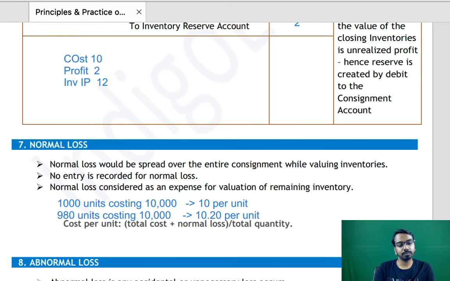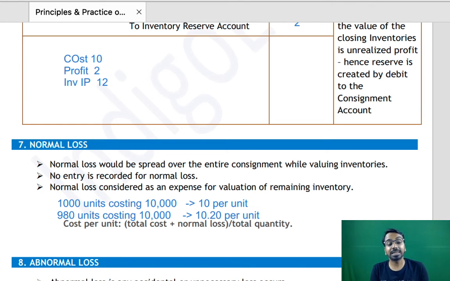But any loss which is beyond the normal loss, for example, the consignor sent 1000 units and normal loss expected is 20 units, balance units received should be 980, but the consignee received only 900. 1000 units were sent by the consignor to the consignee. 980 units should have been received at 10.20, but the consignee received only 900. Means what? 80 units have been lost in the process.